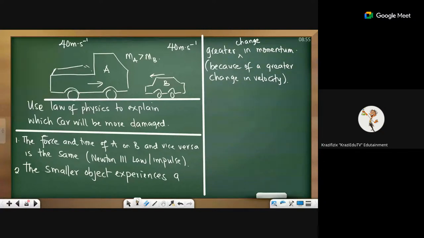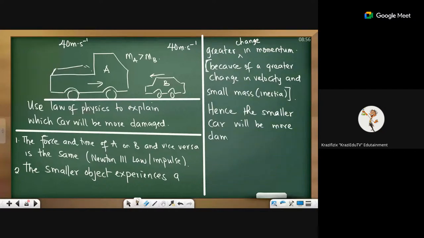So the smaller object experiences a greater change in momentum because of a greater change in velocity, okay? Greater change in velocity, and I want to add something there: and smaller mass. And this we talk about what? Inertia. The smaller object experiences a greater change in momentum. Hence, the smaller car will be more damaged.